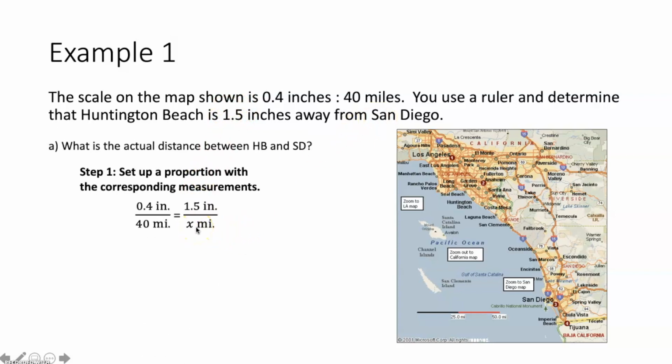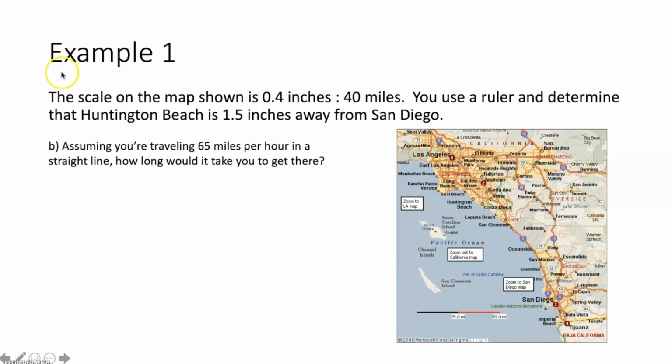Now all we have to do is solve this proportion. How do we solve a proportion? Use the cross product property. We cross multiply, set the two products equal to one another, and then simplify. Here, we take 0.4 times X, and 40 times 1.5. We then solve for X by dividing both sides by 0.4, and we get X is equal to 150. But that's not what you're going to write as your answer. You were asked to determine the actual distance between Huntington Beach and San Diego, which we have found is 150 miles.